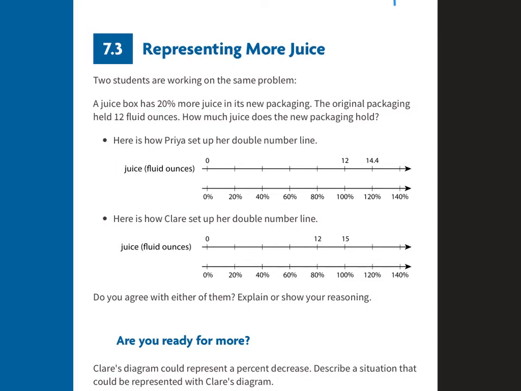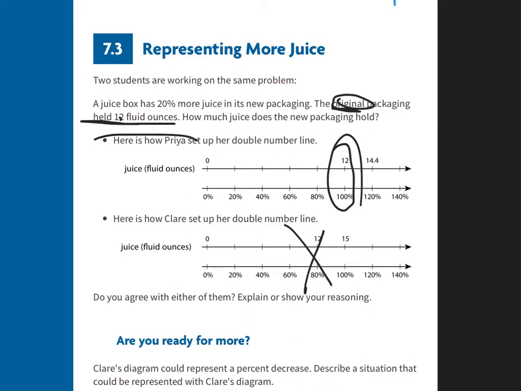Well, let's look back here. The original packaging is 12 fluid ounces. Original or old is where we put 100 at. So 12 fluid ounces should be at 100. It's not there for Claire, so Priya set hers up correctly. Claire did not. So remember, original or old, that is your 100% value, and then you work from there.